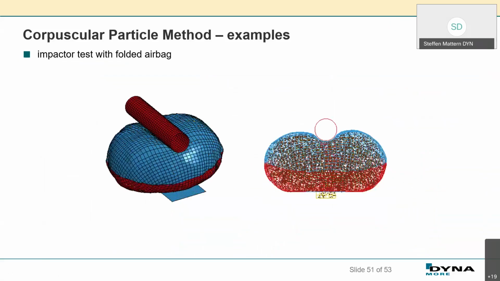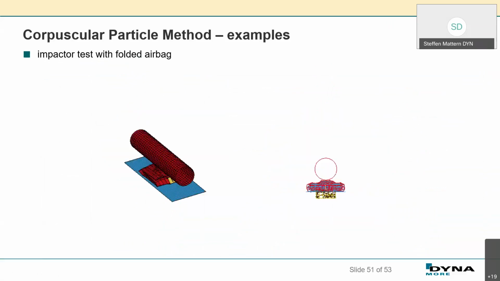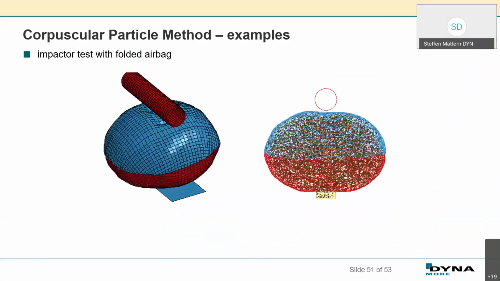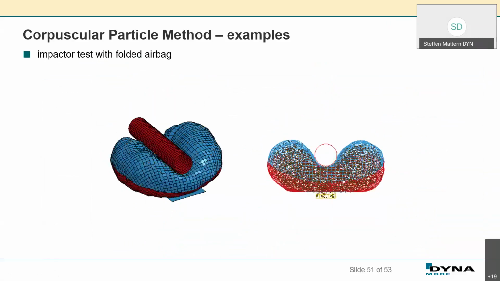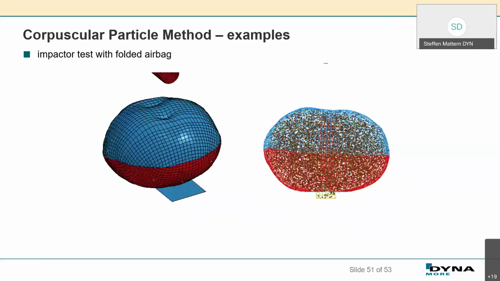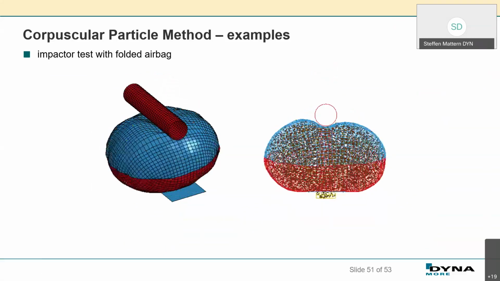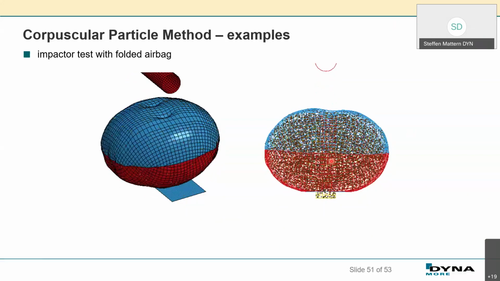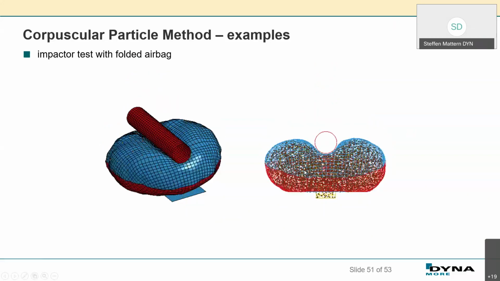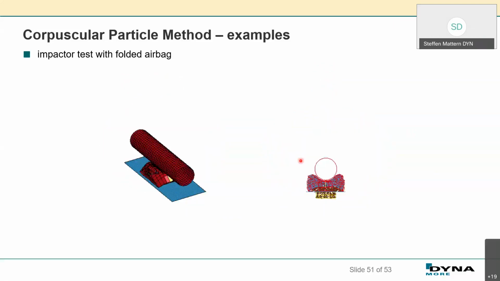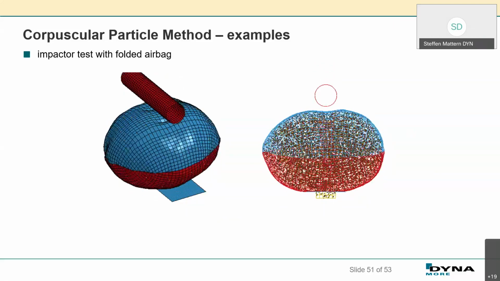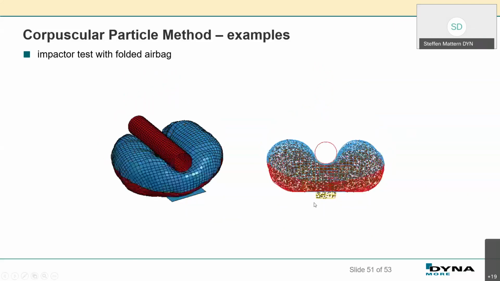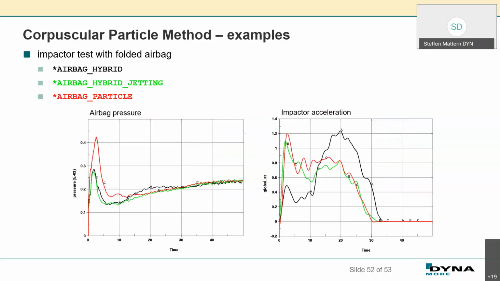In the second example, I show an impactor test with a folded airbag. It's kind of a typical validation scenario of an airbag model. So again, we compare the hybrid model with and without jetting with the CPM model. This is actually LS-PrePost doing this video, but you can also visualize the particles using other post processors. So these brown dots inside the airbag's volume, these are actually the particles.